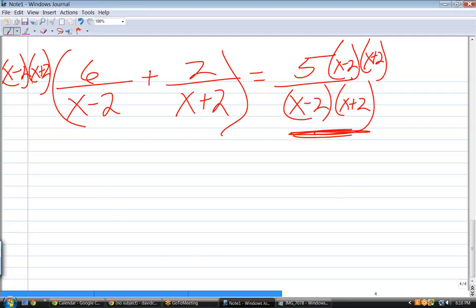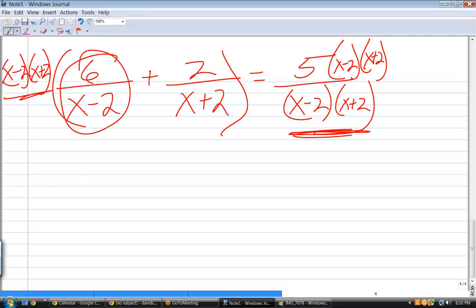What does this give me when I multiply this times that? You get, okay, so the bottoms cancel out. Well, the x minus 2s cancel. I still got this x plus 2. So it would be x plus 2 on the bottom.